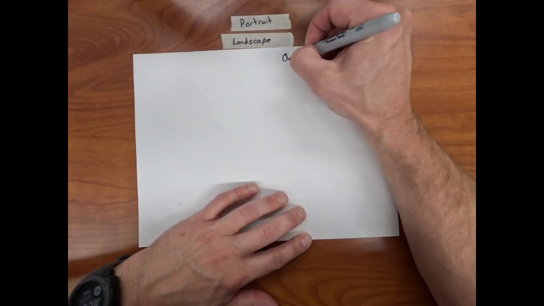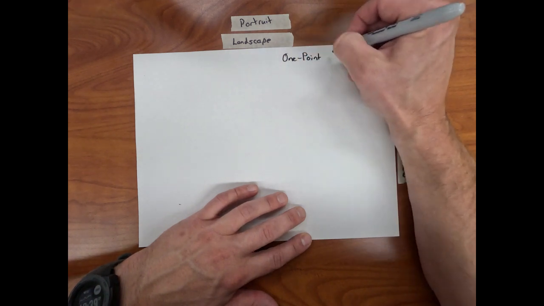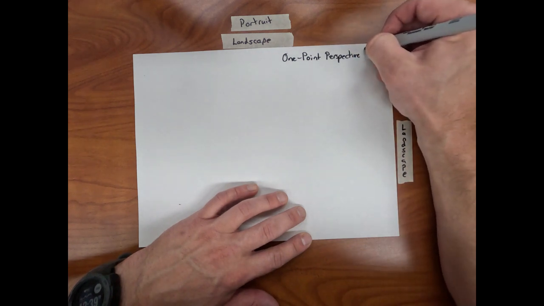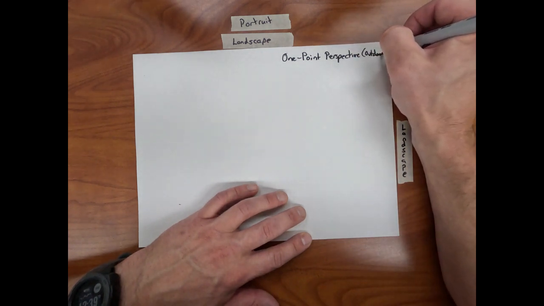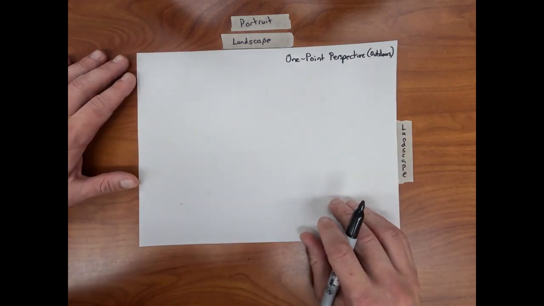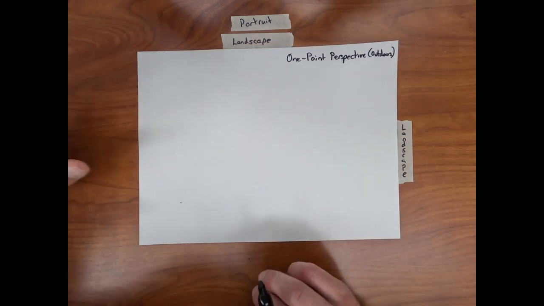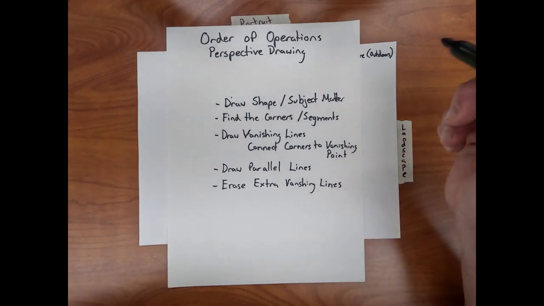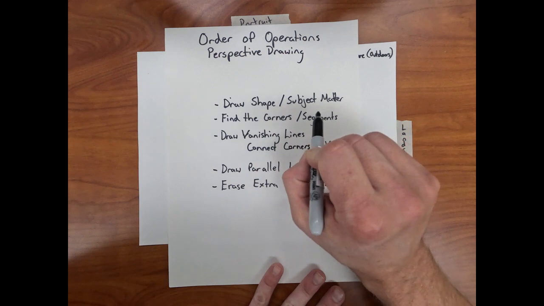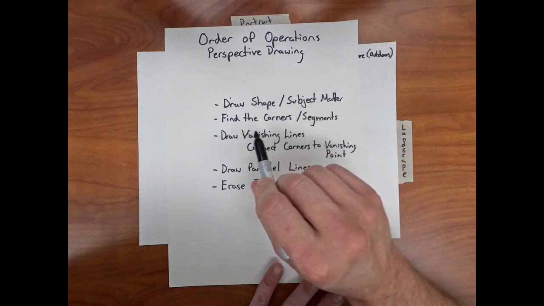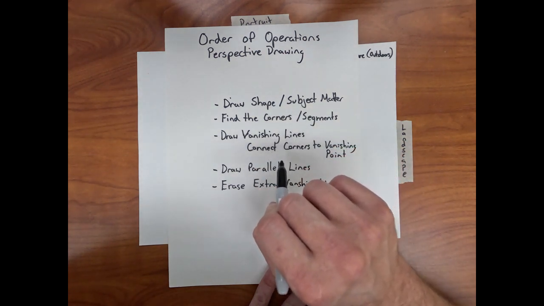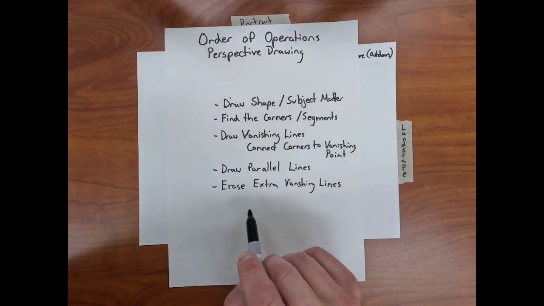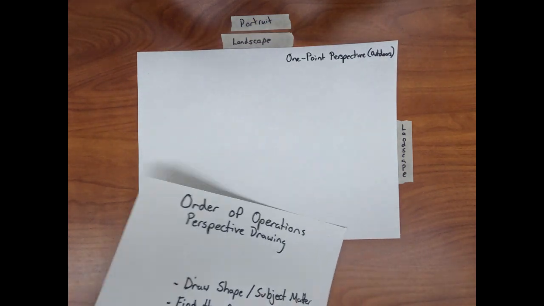So with one point perspective outdoors, I'm still going to follow the same process that was outlined for any perspective drawing. I'm going to draw the shapes in the subject matter. I'm going to find the corners and segments. I'm going to draw vanishing lines connecting the corners and the vanishing points. I'm going to draw parallel lines, and I'm going to erase extra vanishing points.